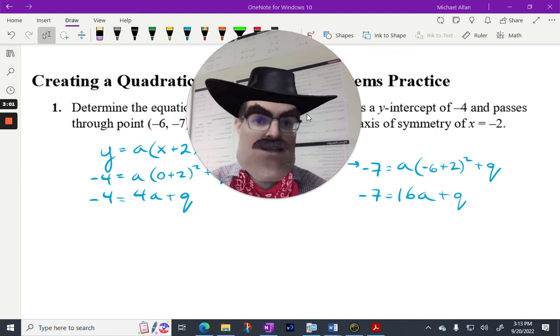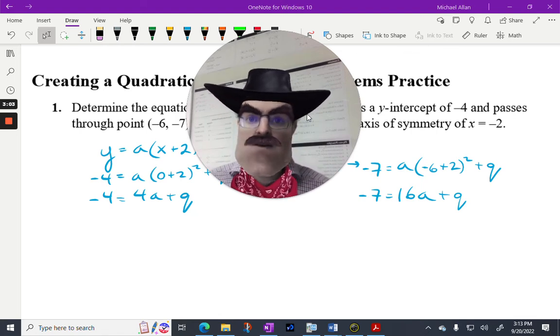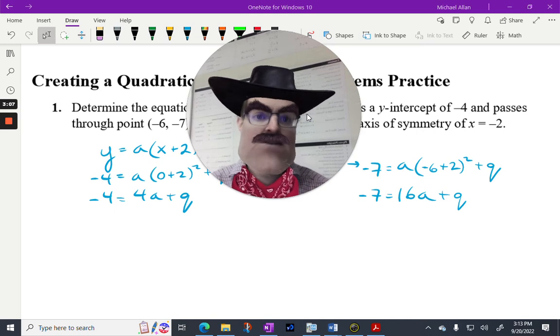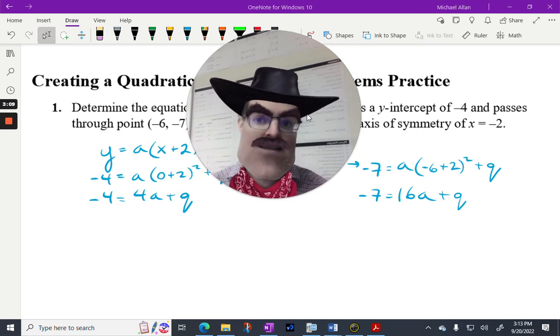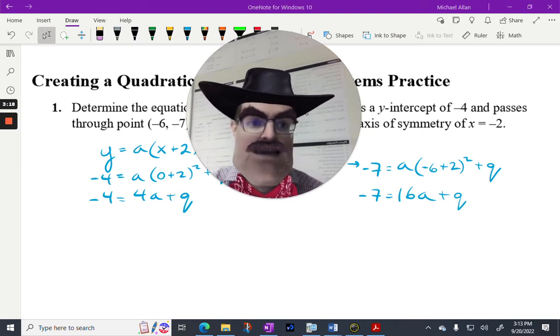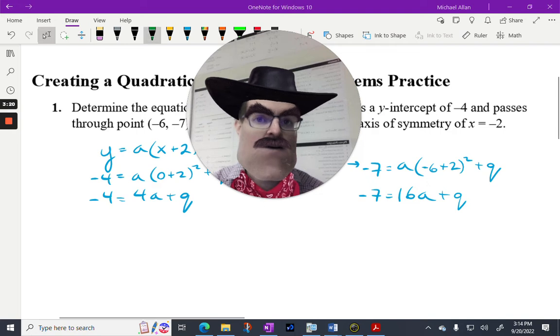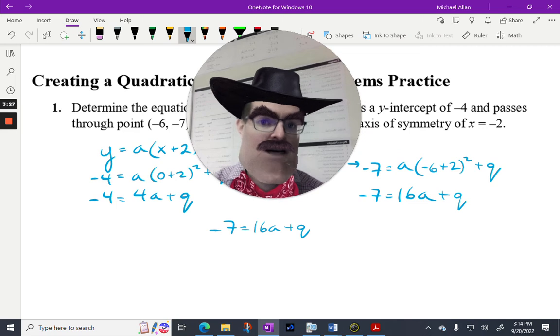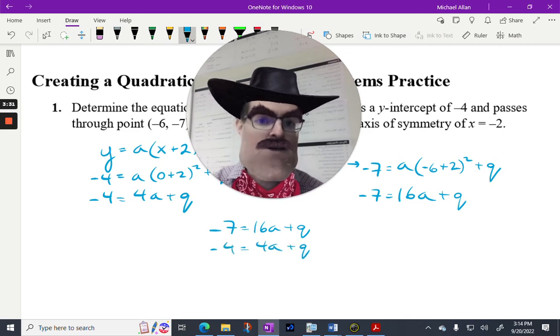Both of them have the same unknowns. I can't solve one because I don't know one of the variables. So we're going to have to put them together and hopefully eliminate one of the variables so I can solve for the one that's left over. Now either one of these could be put on the top. Usually I put the one with the bigger positive a value on top. So when I put this on top of that one, I'm going to go -7 equals 16a plus q, and on the bottom, 4a plus q.